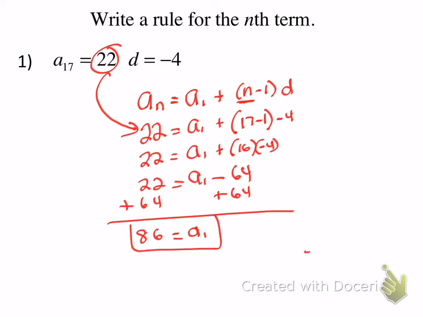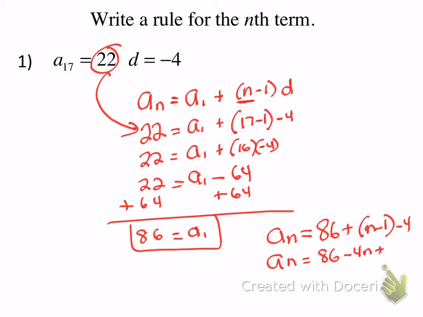So what is the rule? Mark, what's the rule? A sub n is equal to A sub 1... Kenley? A sub n is equal to 86 plus... Nope, it's for anyone. A sub n is for any nth term. Nikki? The quantity of n minus 1 times the common difference of negative 4. Simplify it. A sub n equals 86 minus 4n plus 4. So A sub n equals 90 minus 4n. Does that make sense? Okay.